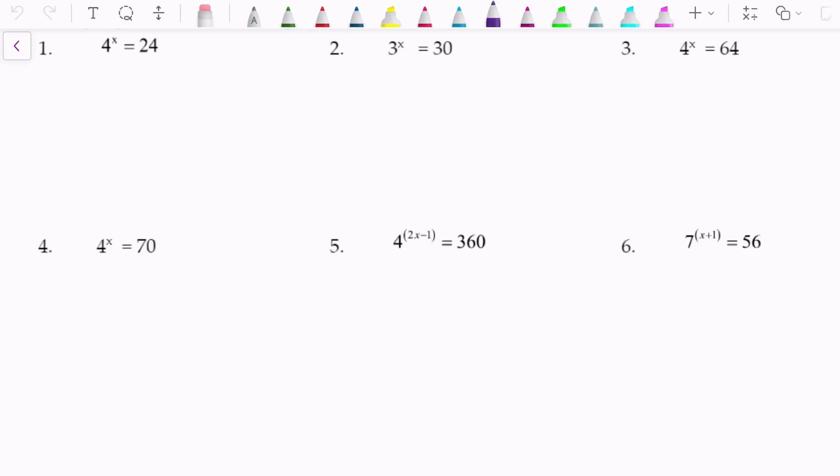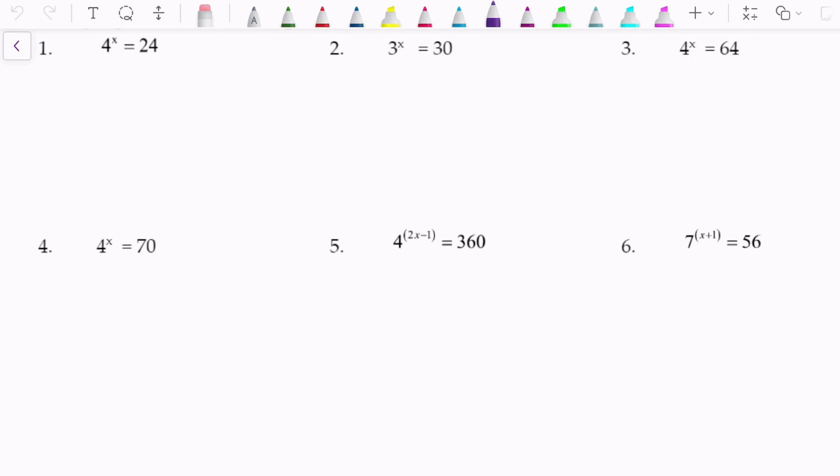In this video, I'm going to show you how to use a logarithm to solve an exponential equation. So in number 1, we have 4 to the x is equal to 24. And sometimes with exponential equations, you can get a common base and then you can solve it that way. But there's nothing that you can change 24.